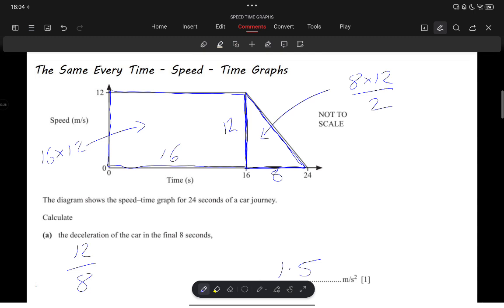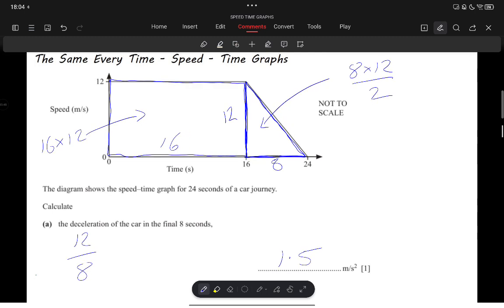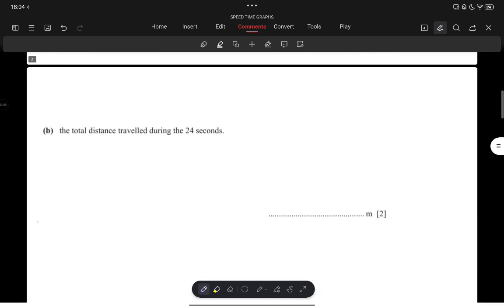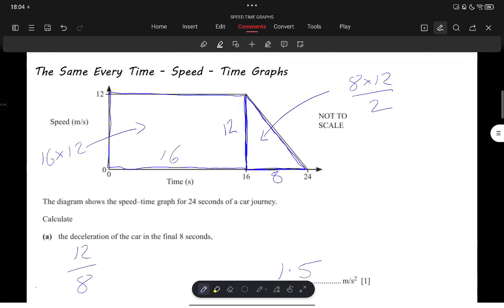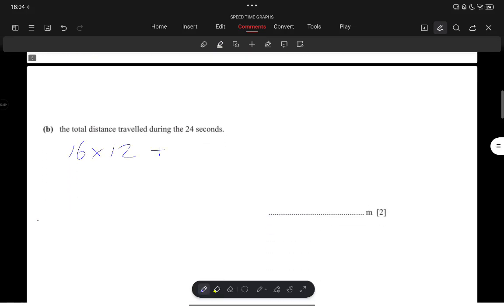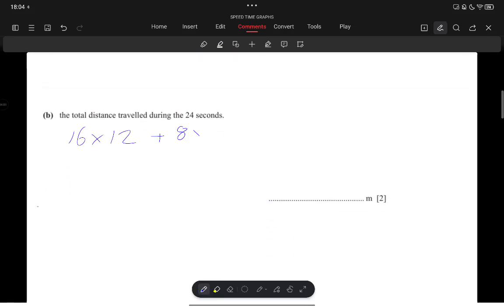Notice I'm showing my method on my graph there. I'm actually writing method on the graph because I want to demonstrate to the examiner that I know that I should be working out area. Just in case I go wrong, that's where the method marks are going to be, for showing that I know that I should be working out area. So it's going to be 16 times 12. I'll write my method down here as well. So 16 times 12 was the rectangle, plus, what was it? 8 times 12 divide by 2 for the triangle. Don't forget the divide by 2 for the triangle.